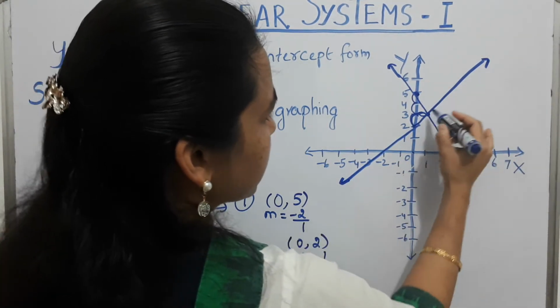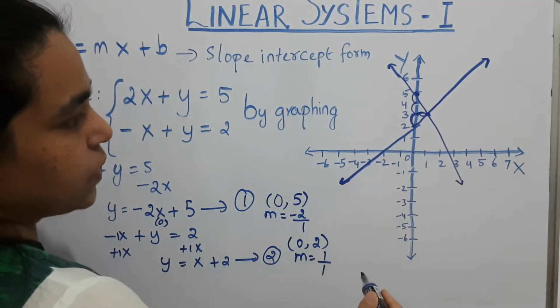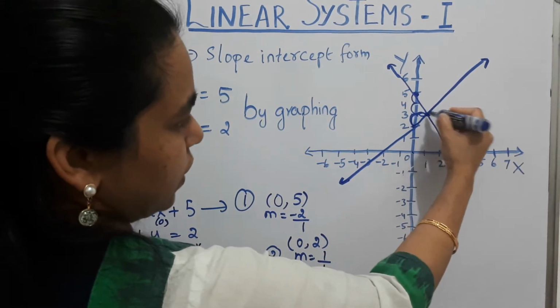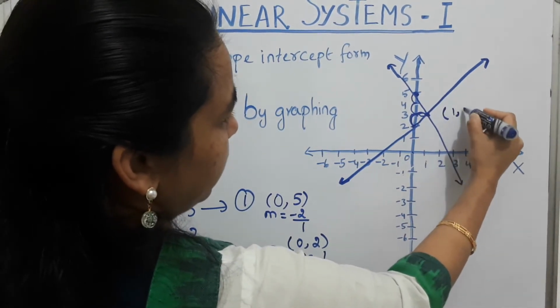Okay, so this is the point where it intersects. Intersects means it is crossing each other. Okay, so this is the solution. The solution is actually (1, 3). So the x value is 1 and the y value is 3.